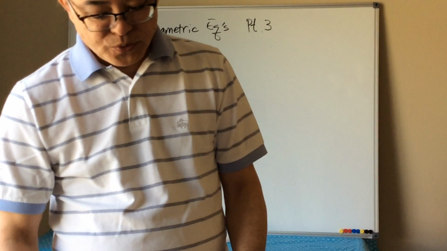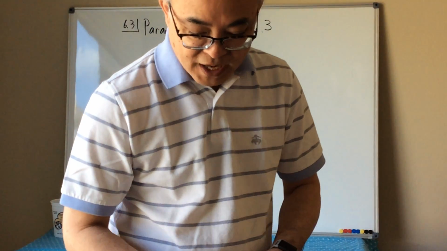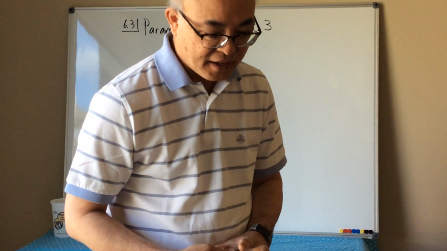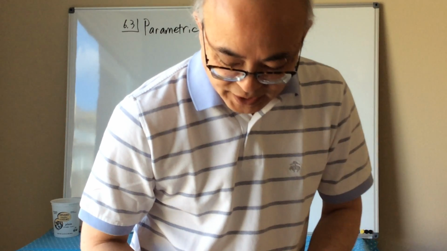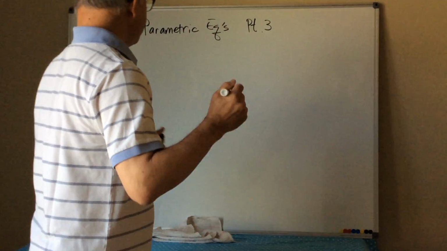Alright, so we're going to do the third part of parametric equations today, and that consists of example number 9 and example number 10 in the book on pages 480 and 481. So let's look at example number 9.